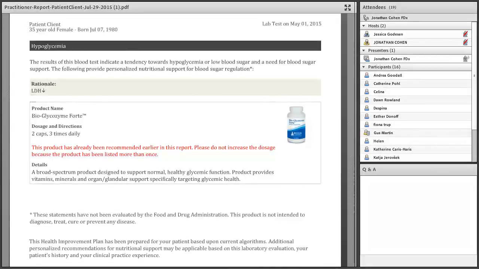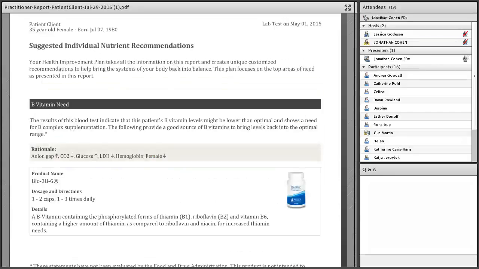Where an item's already been reported, you'll get this coming up. If it comes up again, it says this product has already been recommended earlier in this report. Please do not increase the dosage because the product has been listed more than once. So we're trying to make it safe.